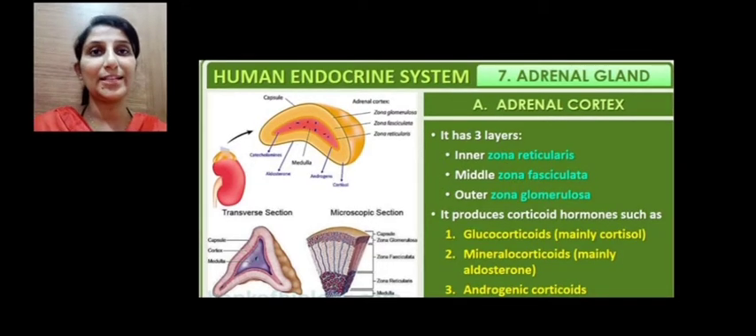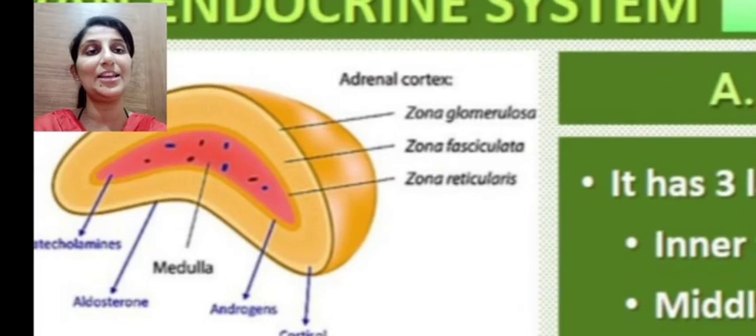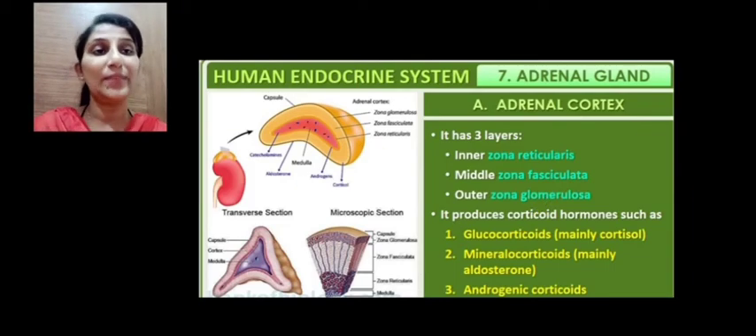The adrenal cortex, which is the outermost region of the adrenal gland, is in turn divided into three layers. They are called the outer zona glomerulosa, the middle zona fasciculata, and the inner zona reticularis. So these are the three layers. The innermost is the zona reticularis, the middle is the zona fasciculata, and the outermost is the zona glomerulosa. These three layers produce the corticoid hormones.